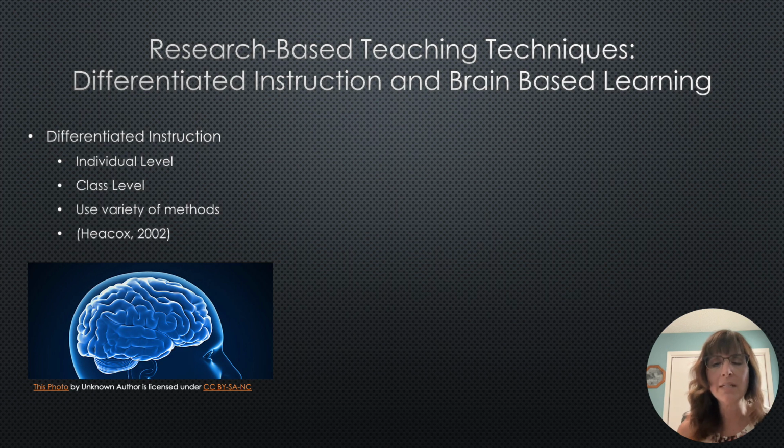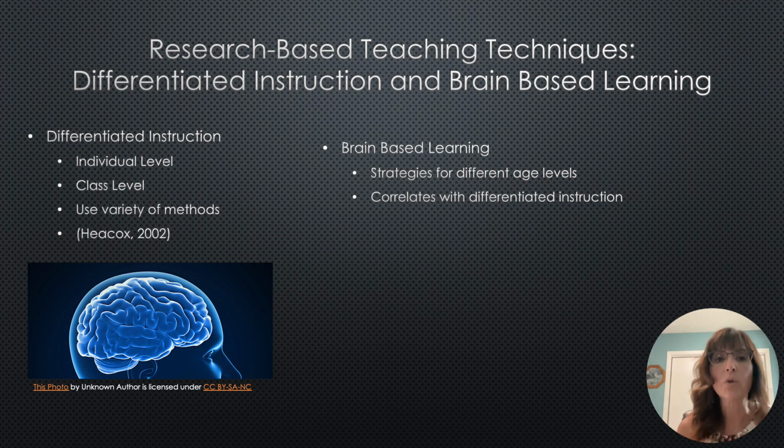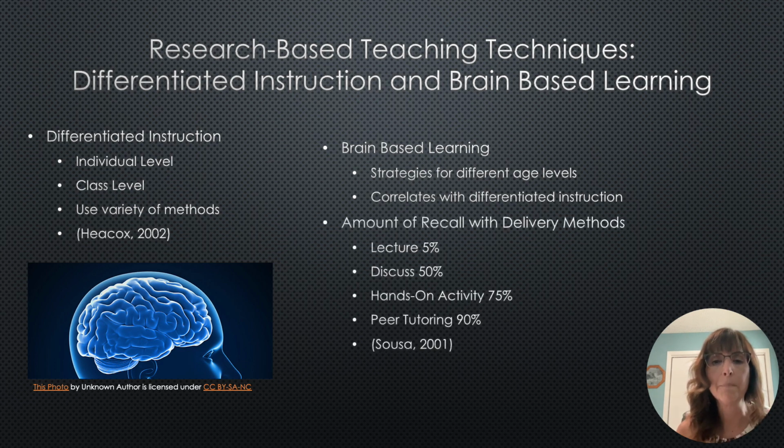Differentiated instruction can take on many different methods. You can differentiate your instruction for an individual, at a class level, but mainly the easiest way to do this when you teach large numbers of kids is to vary the methods you use. Don't just lecture. Lecture, do problem sets, do hands-on activities, do labs. Brain-based learning provides strategies for different age levels that are appropriate for those age levels. And believe it or not, brain-based learning correlates highly with differentiated instruction.